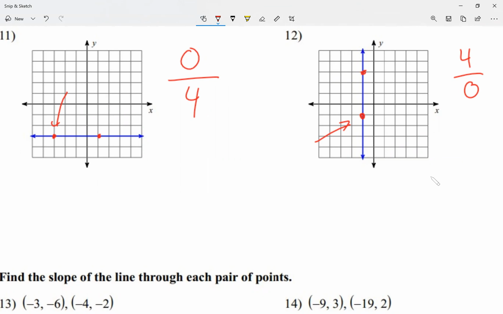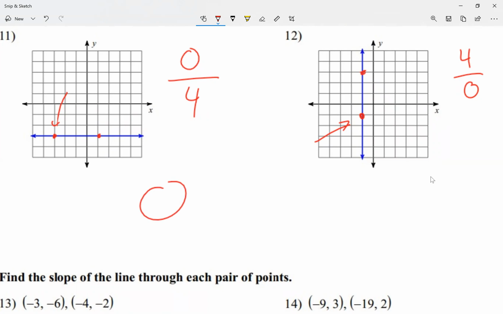Special cases when there's a 0 in the fraction. Now do me a favor, pause the video and grab a calculator, go 0 divided by 4. Okay. 0 divided by 4. Use a calculator. Go 0 divided by 4. Good. You should be pausing the video, but 0 divided by 4 will end up being 0. Okay. So for number 11, my slope is 0.